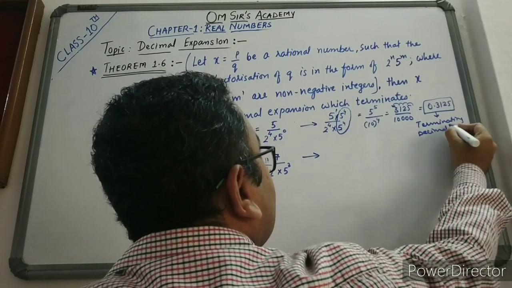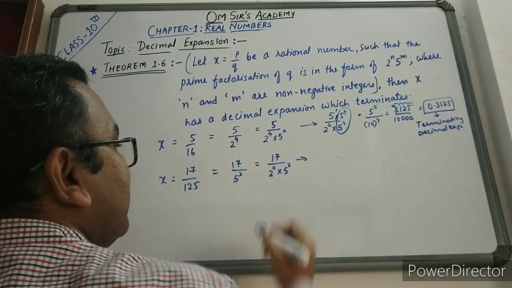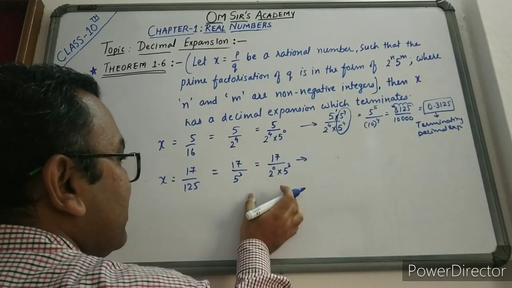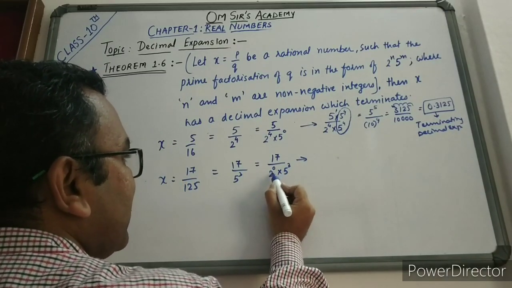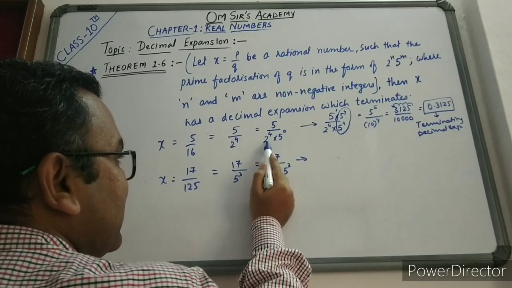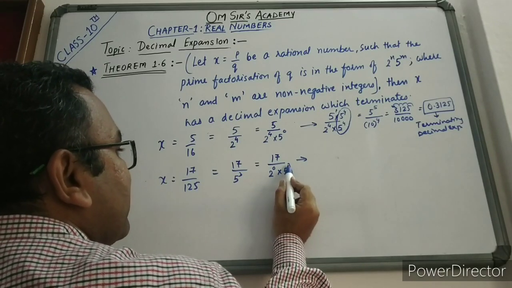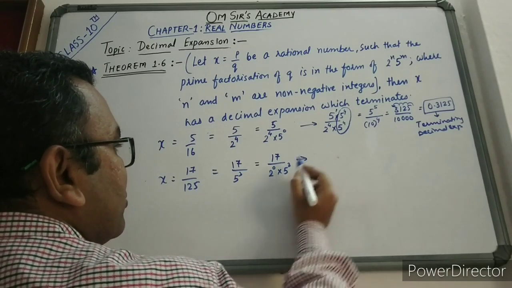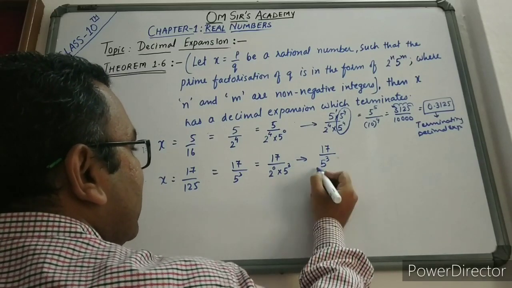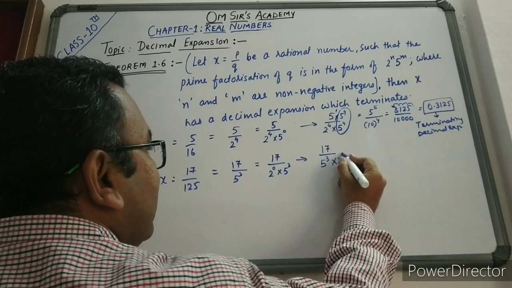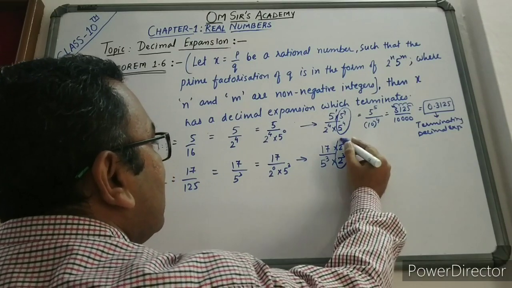This will be your terminating decimal expansion. In the same way, we can do the one below as well. If I want to make this a terminating decimal expansion, what can we do? Here look at the powers of 2 and 5. The highest power of 5 is 3 and of 2 is 0. So here it can be expressed as 17 upon 5 raised to 3. To balance it, I need to multiply 2 raised to 3 on the denominator and numerator side. I have multiplied both sides.